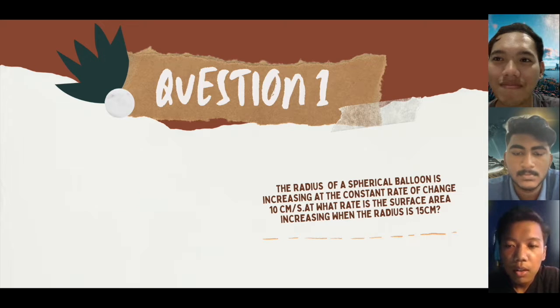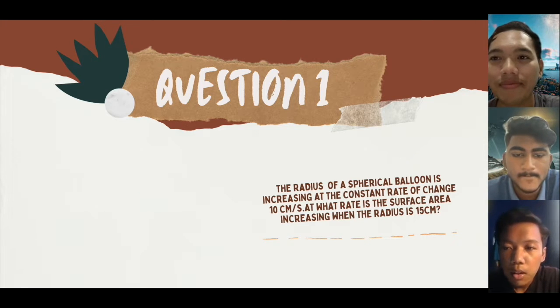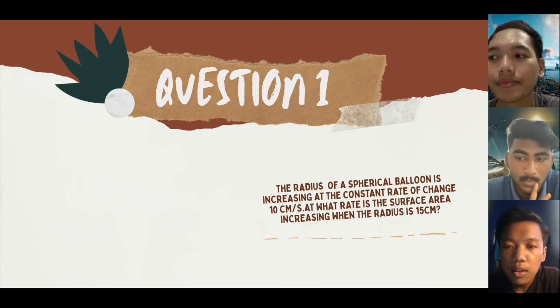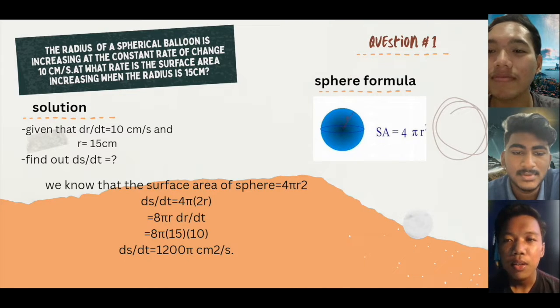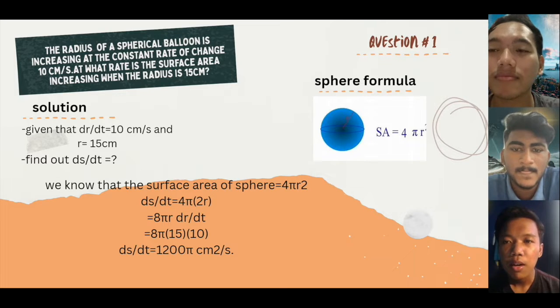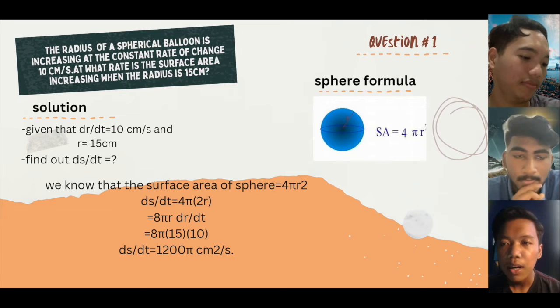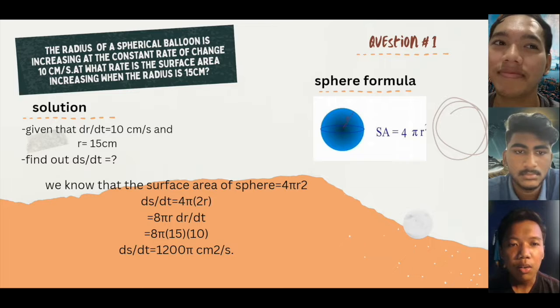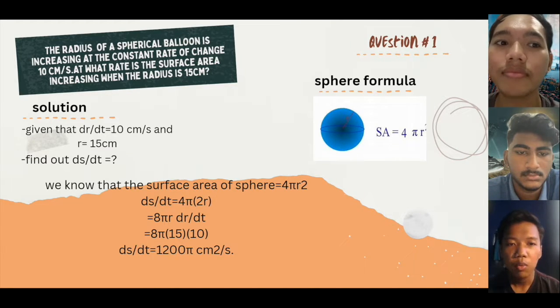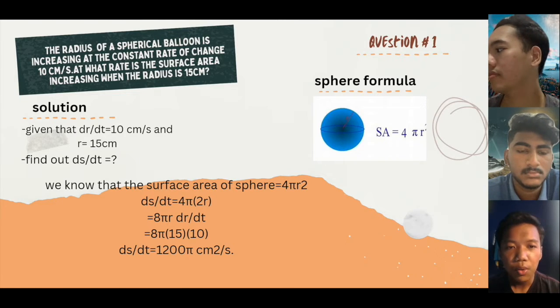Question number 1. The radius of a spherical balloon is increasing at a constant rate of 10 cm per second. At what rate is the surface area increasing when the radius is 15 cm? This is the formula and the solution. We have a sphere formula, surface area equals 4 pi r power of 2. The solution is given that dr over dt equals 10 cm per second and r equals 15 cm. Find ds over dt.